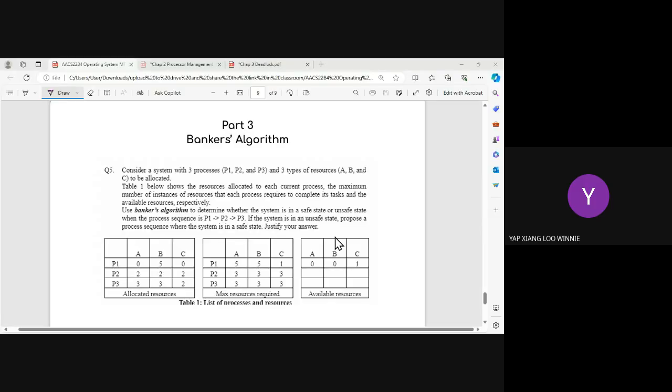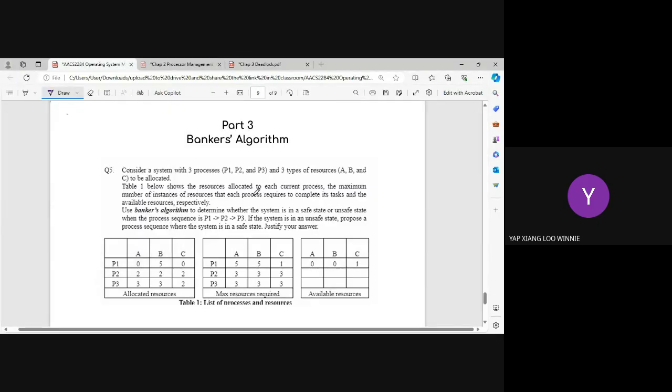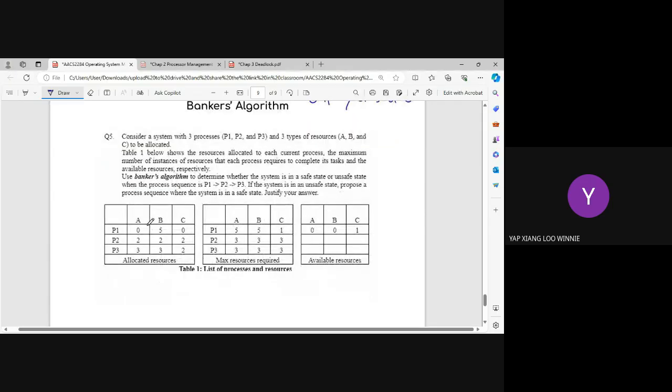Okay, students, let's continue with this Banker's algorithm. There are a few terms you have to know, but first of all, you should know that the Banker's algorithm is to identify whether it is a safe or an unsafe state. Later, I will talk about how you actually know whether it is safe or unsafe. But before that, there are a few terms that you must know.